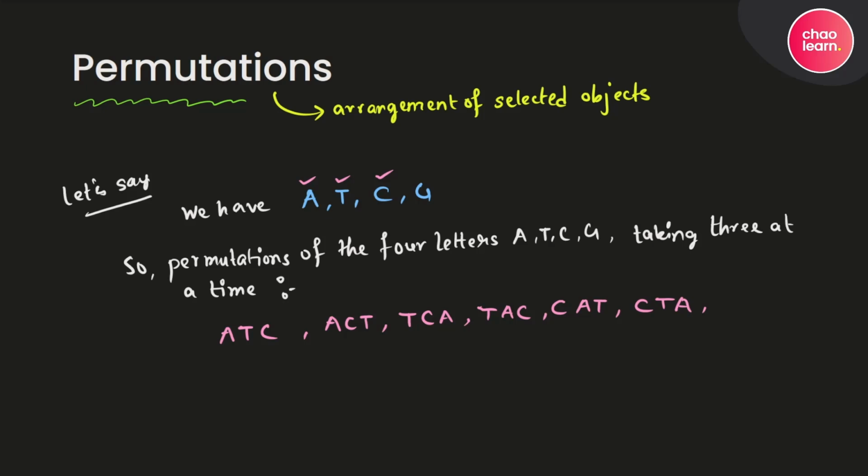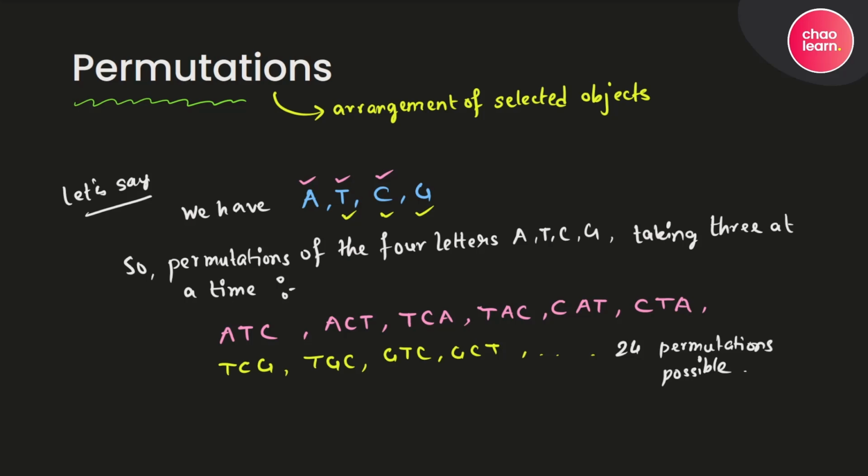Now let's select others as well. Let's select for now T, C, G. With TCG, we can write TCG, we can write TGC, we can write GTC, we can write GCT, and we can just go on. If you have written all the permutations, you will find out that there are a total of 24 permutations possible of selecting 3 alphabets from ATCG and rearranging them.